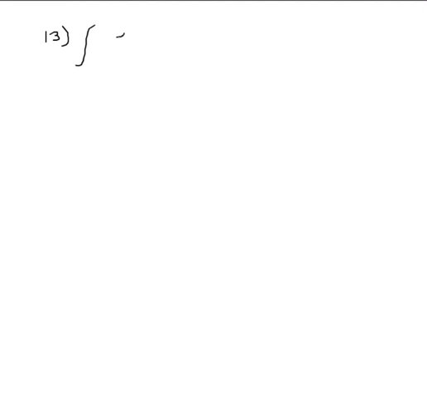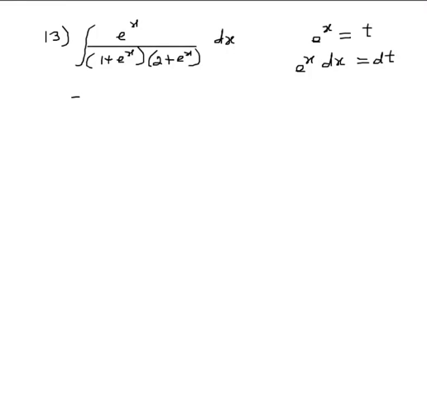Question 13. Integral e power x divided by (1 plus e power x) into (2 plus e power x) dx. We have e power x function in the denominator as well as in the numerator. So it is easy. We may substitute e power x as t or 1 plus e power x as t or 2 plus e power x as t. We'll go for e power x as t. Let us differentiate both sides. e power x dx is dt, which is there in the numerator, divided by the denominator becomes (1 plus t) times (2 plus t).